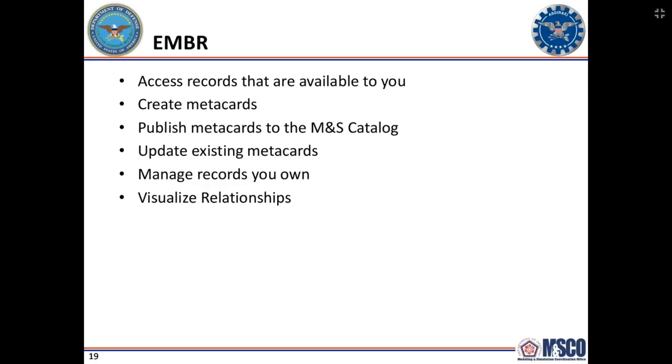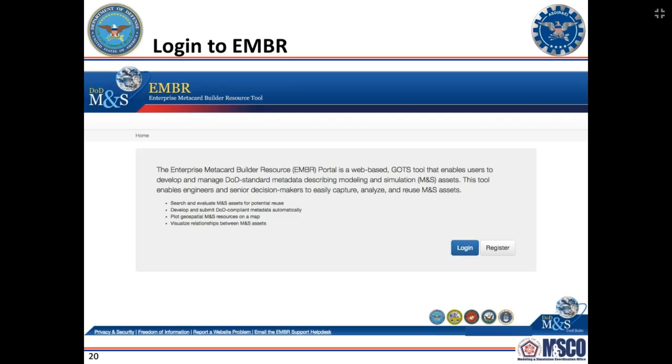What you're seeing on your screen now is the EMBR landing page. Once you've registered for EMBR through the centralized registration, and you'll note that EMBR requires credential validation just like the M&S Catalog. But once you've registered with the appropriate certificates in place or a CAC card that you've inserted into your CAC reader, you can access this EMBR landing page and log in to the EMBR portal by simply selecting the login button. EMBR will present the home page to you, and you're ready to search.